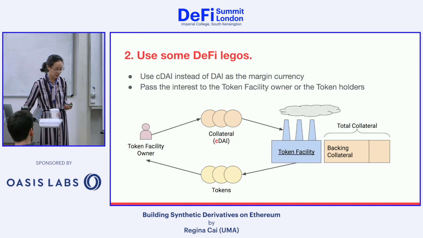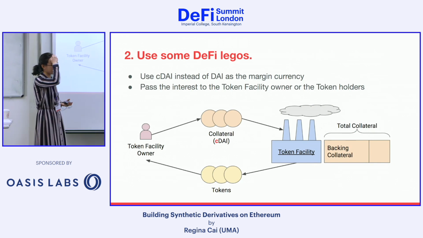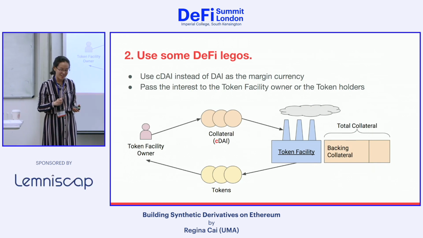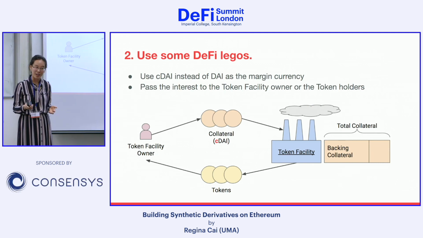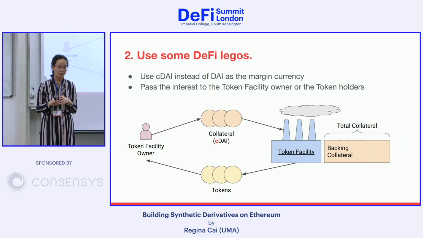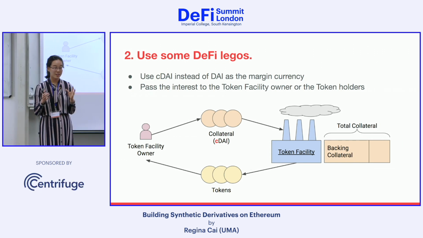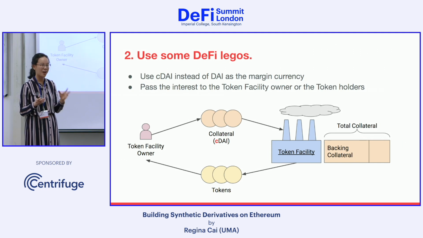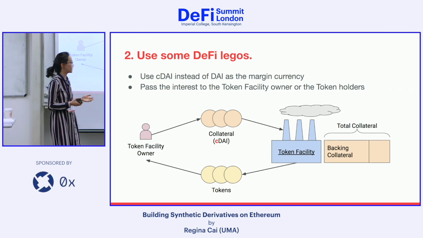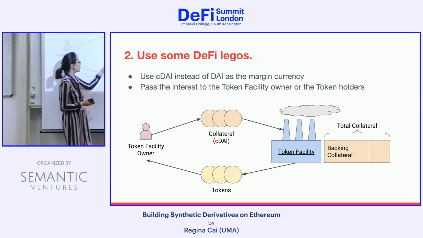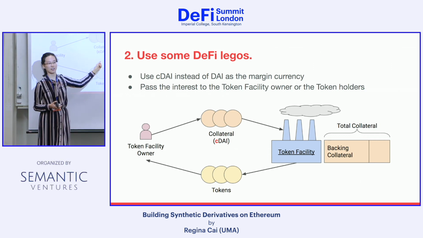The other thing you can do is you can use some DeFi Legos. So there are a lot of other cool DeFi projects out there. One of them is Compound. And they've done something that I also think is really impressive, which is they've created a simple product, which are C tokens, right? They're very easy to understand. They're an interest-bearing token. So what happens if you put C DAI in as collateral?